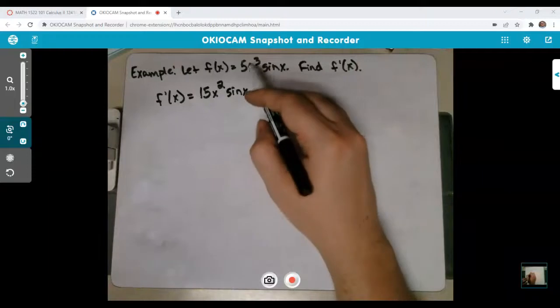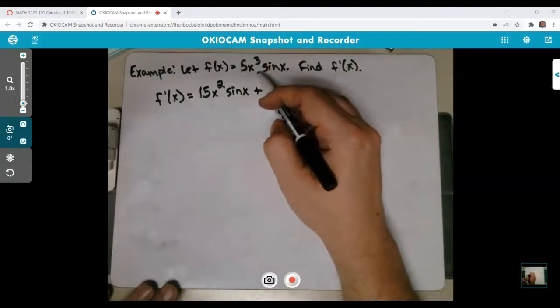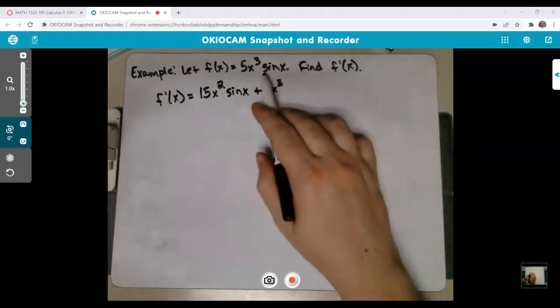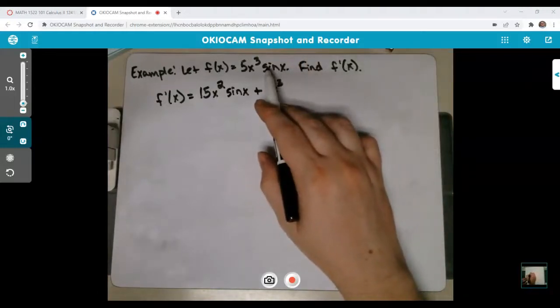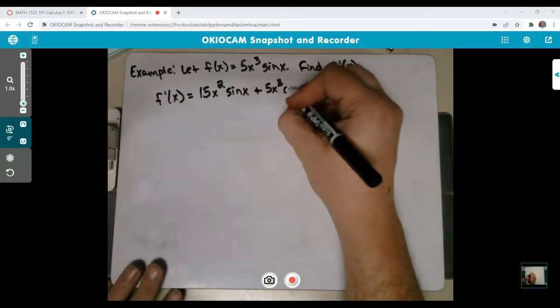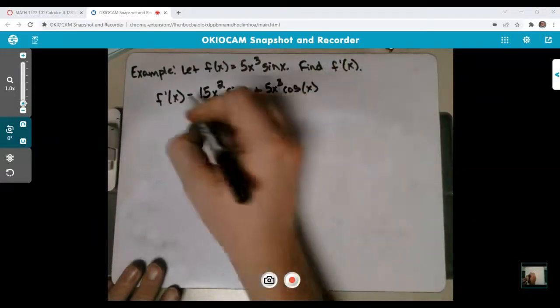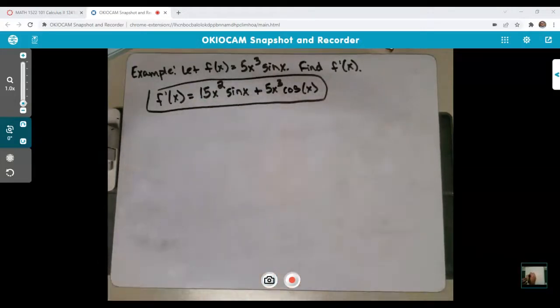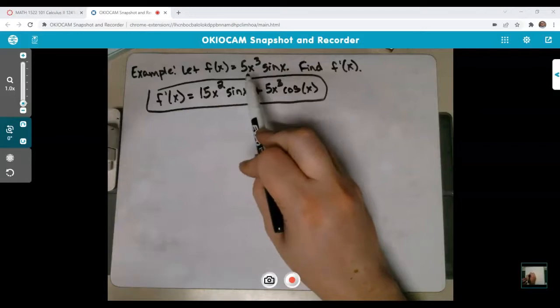Plus, now switch them. I'm going to leave 5x to the third, so it's going to just stay 5x to the third, and find the derivative of this part. So the derivative of sine of x, as we said, is cosine of x. So the derivative of 5x cubed sine of x is 15x squared sine plus 5x cubed cosine. Again, I know I used the product rule because I have a product.